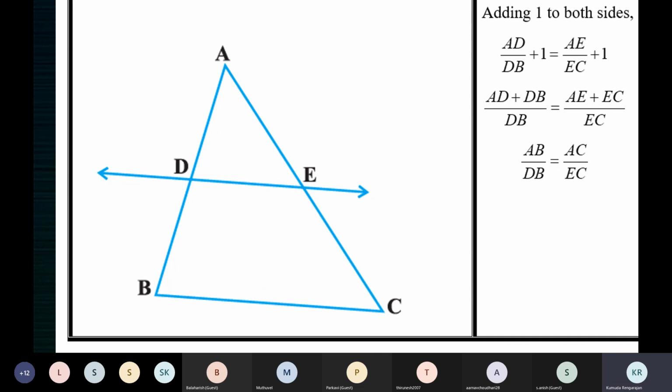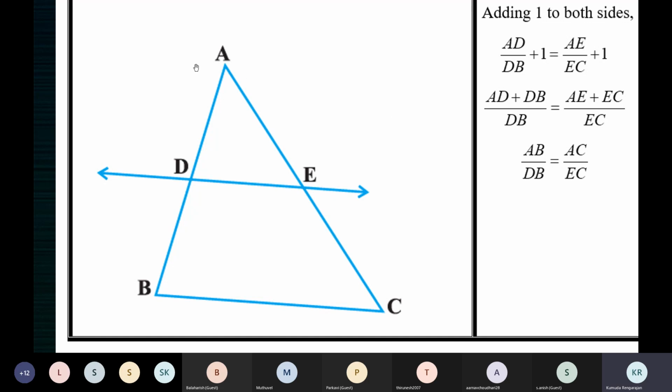Okay. Thanks, children. So that's it. These are the 6 results by BPT. If you have to prove one of these, you have to show the steps. Otherwise, you can write any one of these 6 results, you can just say by BPT. So first take the portions above and below. This is the direct result. AD by DB is equal to AE by EC is the direct result. Reciprocal of this one will be DB by AD is equal to EC by AE. This is the reciprocal. So two proportions done.